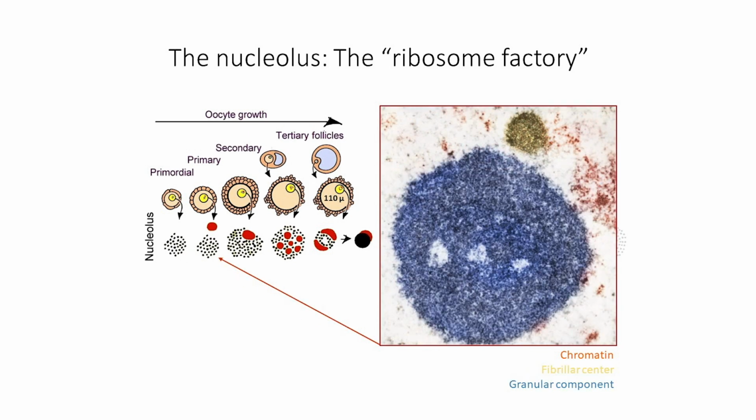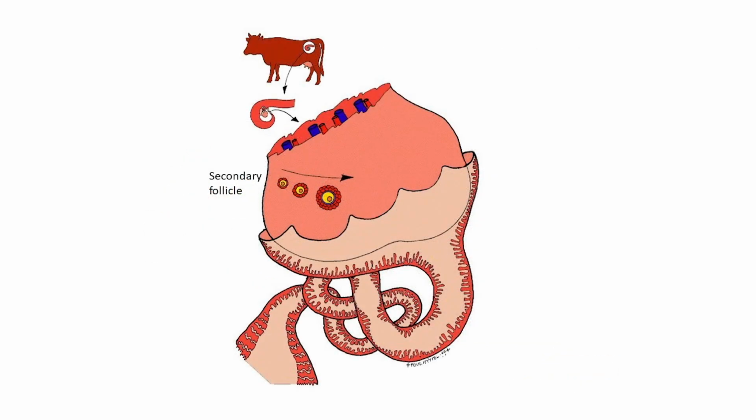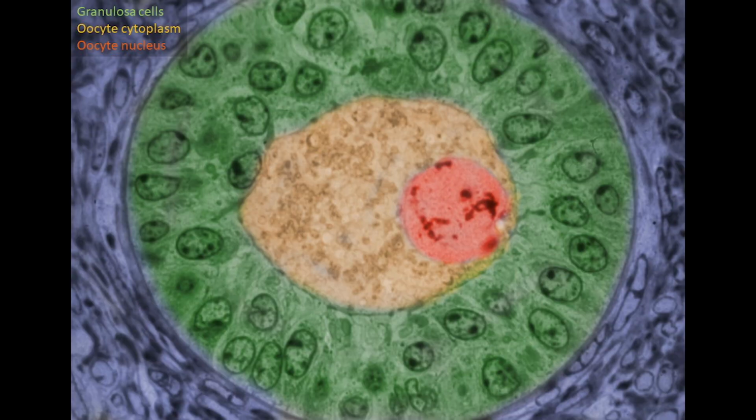In the primary follicle oocyte, we note the appearance of one or more fibrillar centres in close proximity to the nucleolus, marking the impending nucleolus activation. The next stage of development is the secondary follicle. Continued granulosa cell proliferation results in the formation of two or more complete layers of granulosa cells.